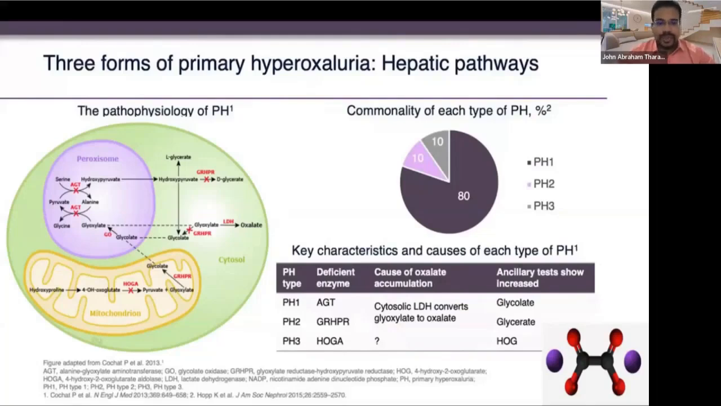PH type 3 is due to variation of HOGA1 that encodes the liver-specific mitochondrial 4-hydroxy-2-oxoglutarate aldolase enzyme. This enzyme is expressed in the liver and the kidney, and it's the final step of the hydroxyproline degradation pathway within the mitochondria and catalyzes the cleavage of 4-hydroxy-2-oxoglutarate to pyruvate and glyoxylate. So it also accounts for about 5 to 10% of primary hyperoxaluria.